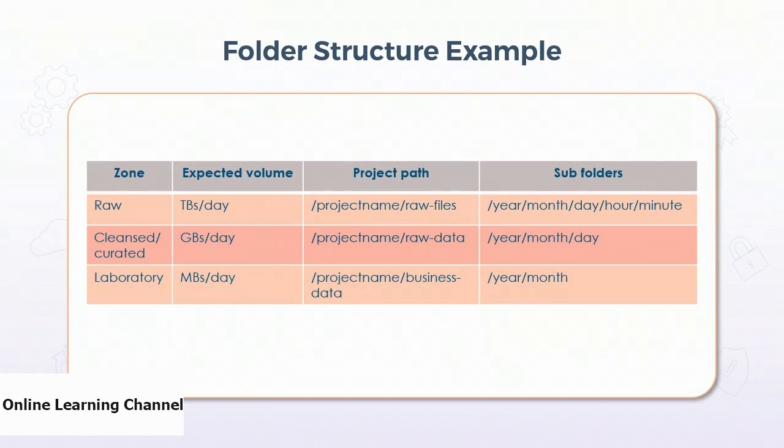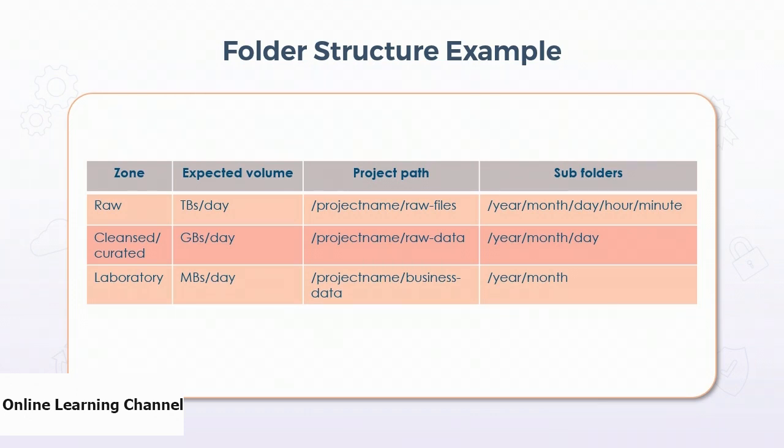This table shows some potential details for a folder structure set up in data lake zones. First, the raw zone. This zone typically accepts large amounts of ingress data, so possible volumes for this zone are terabytes per day. A proposed path for this might be to have the project name as the root folder, since organizing by projects makes sense, and then a raw files folder representing the raw zone for the project. And subfolders underneath that organize the data temporally down to the minute, since the data flow is high.